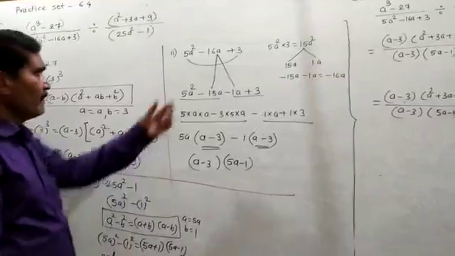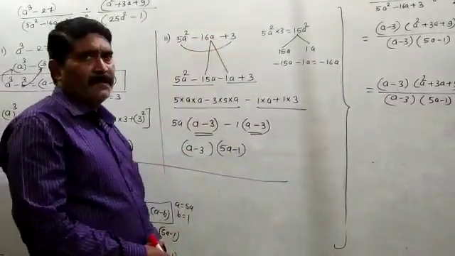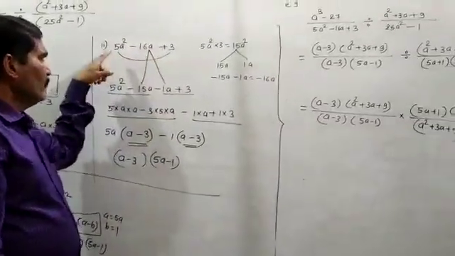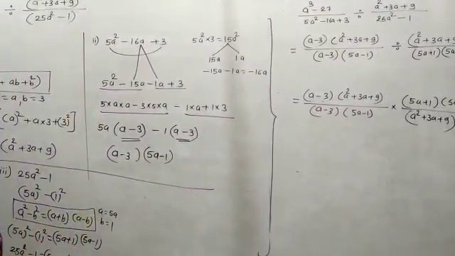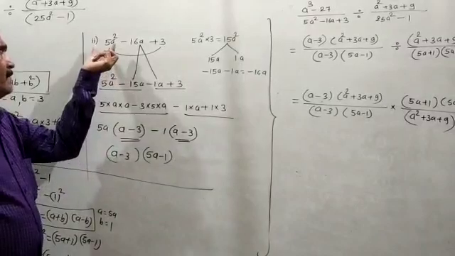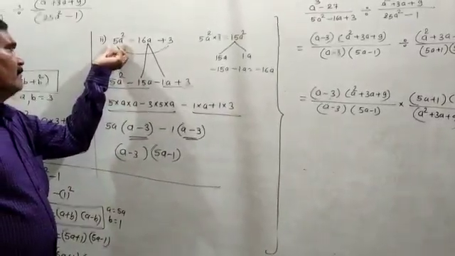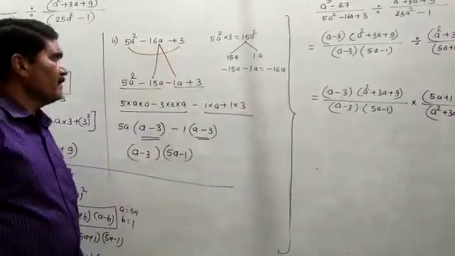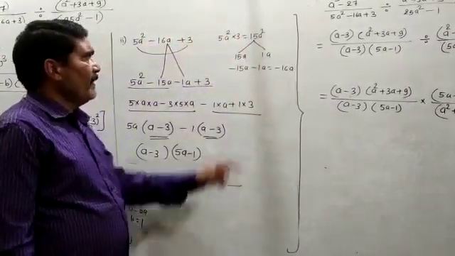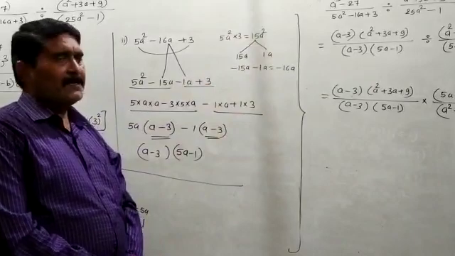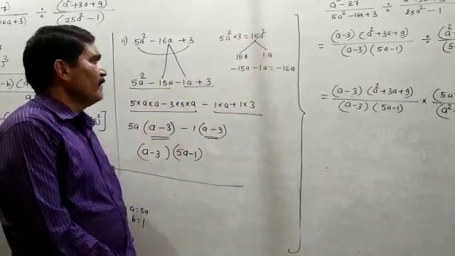Then you have to find the factors of 5a square minus 16a plus 3. This is a quadratic expression. Find the factors by the factorization method. Do the product of the first term and last term: 5a square multiplied by 3 is equal to 15a square. Find the factors of 15a square such that the sum of the factors gives the middle term.